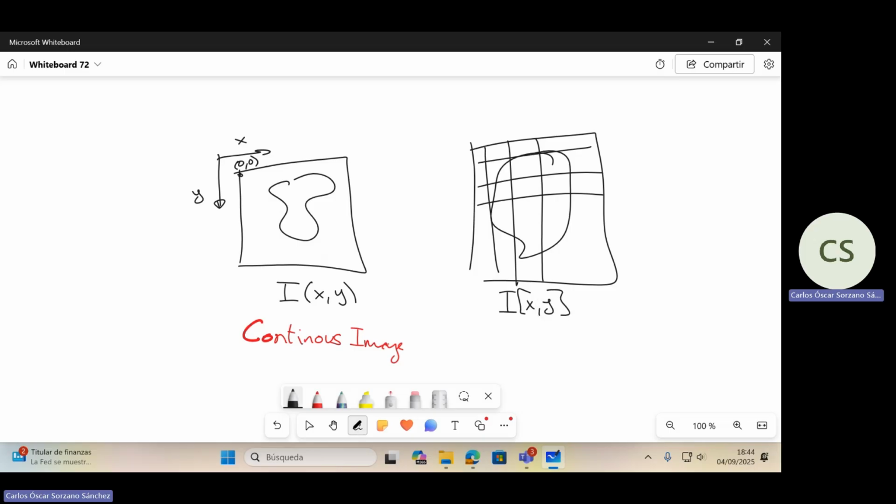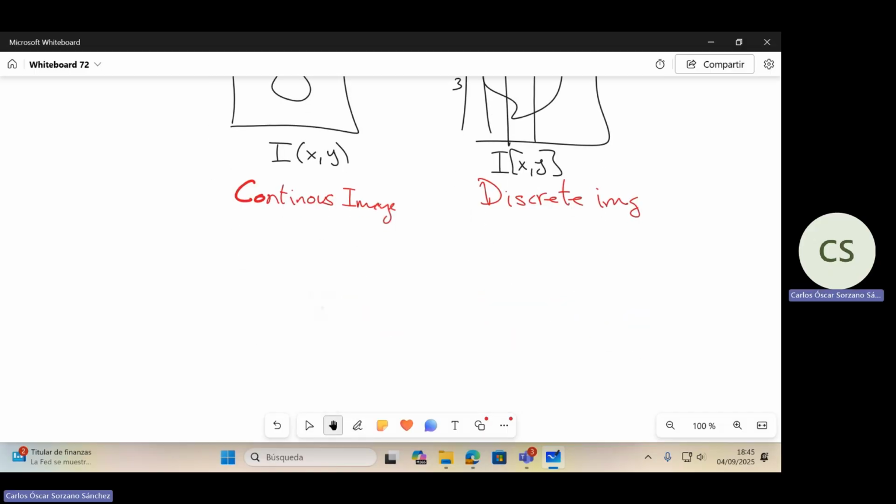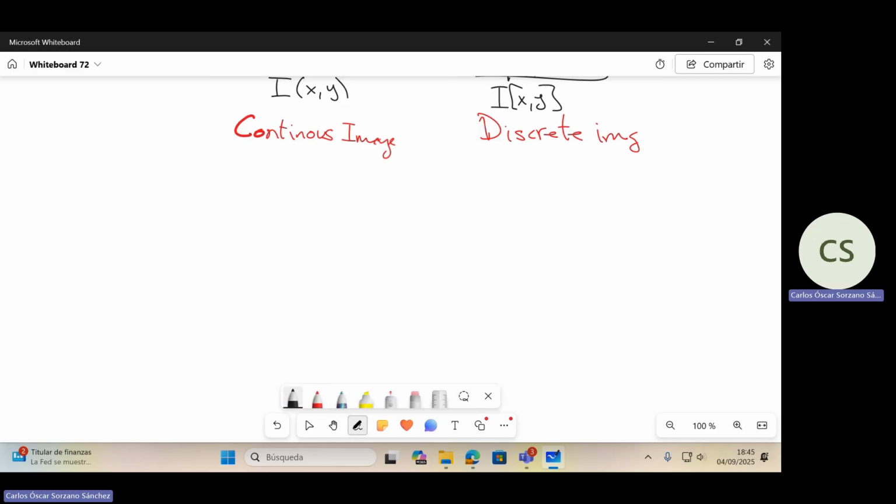I'm using the same notation that you were using in signal processing, where square brackets were for discrete signals and parentheses were for continuous signals. So these are discrete values like 0, 1, 2, 3. Here you can have the image at any possible location, 0.5 if you want. So this one would be a discrete image.